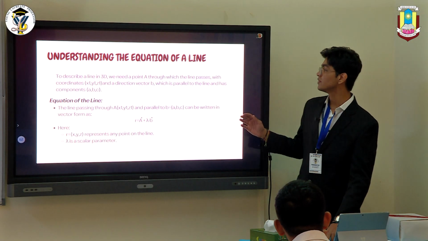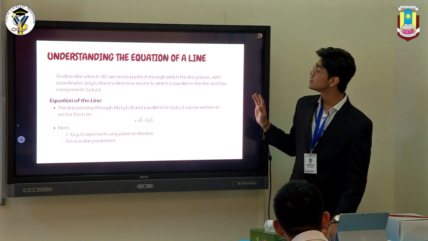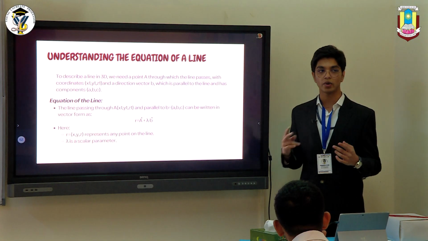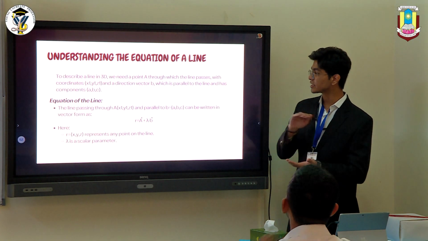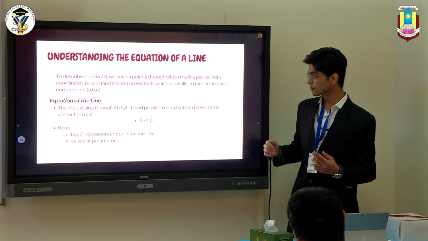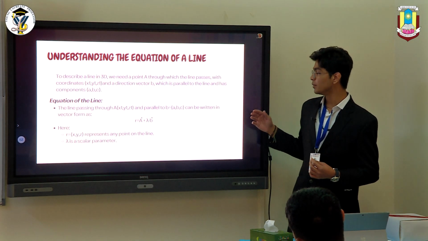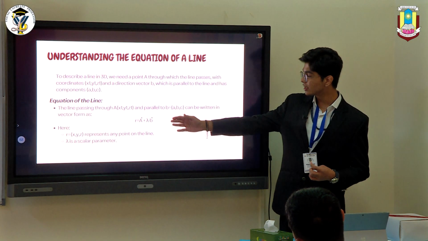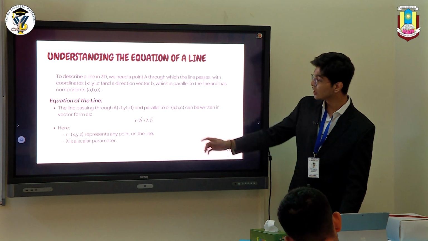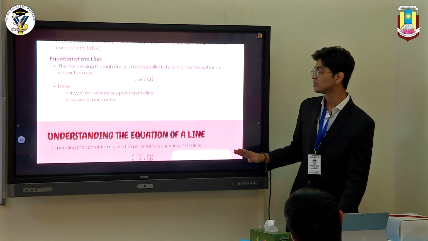So understanding the equation of a line. To describe a line in 3D, we need a point A through which the line passes with coordinates x1, y1 and z1. Then we need a direction vector b which is parallel to the line and has components a, b and c. So the equation of the line that is passing through A and parallel to b can be written in the vector form as r is equal to a vector plus lambda b vector. So here r represents any point on the line and lambda is a scalar parameter.